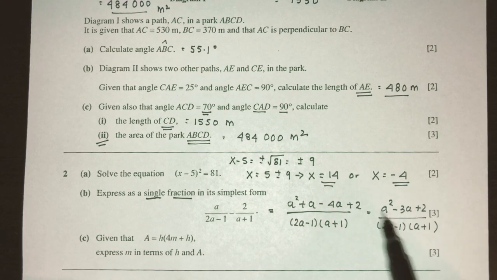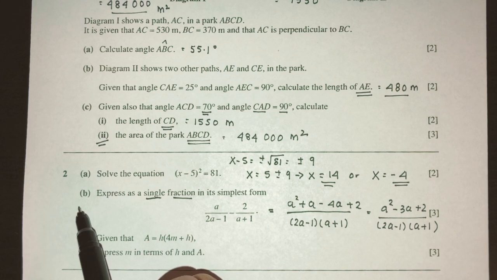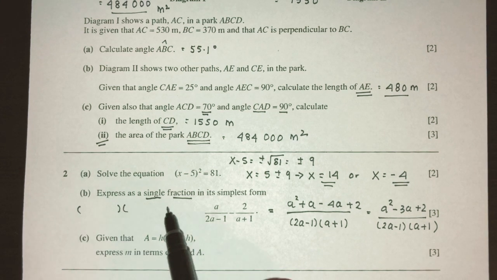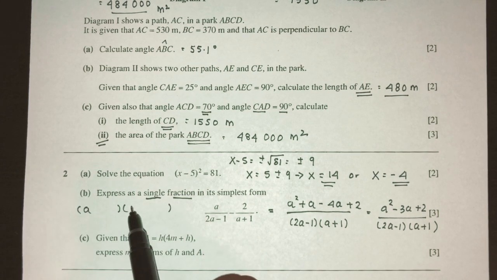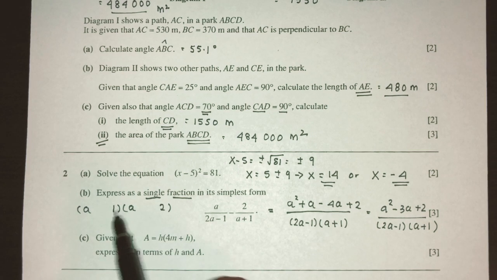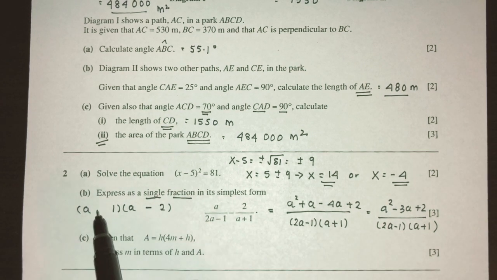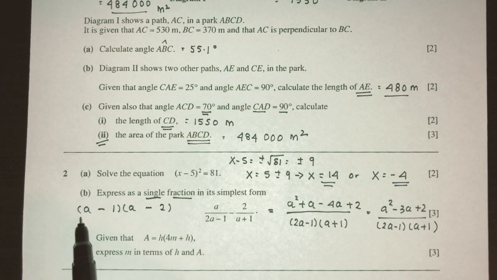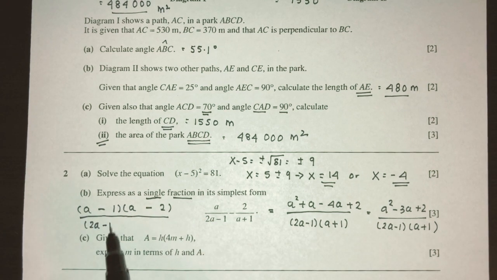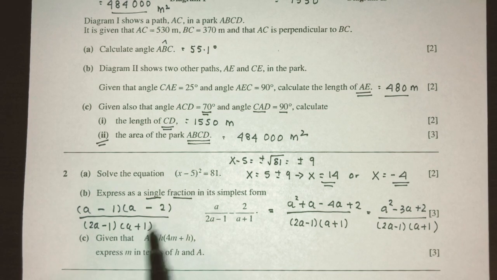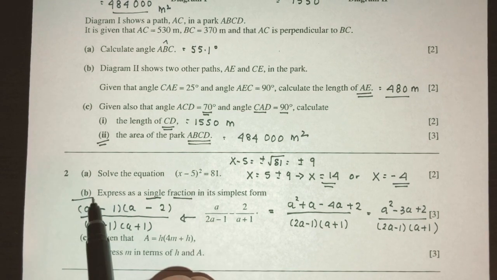Now you can see on the top we can try to factorize. Okay, so on top we have two brackets. A squared is a times a, and 2 is 2 times 1. To get minus 3 we just have to do minus 2 minus 1. That is your top value. Divide by the base will be this one, which is 2a minus 1 and a plus 1. And this is your answer for part B.